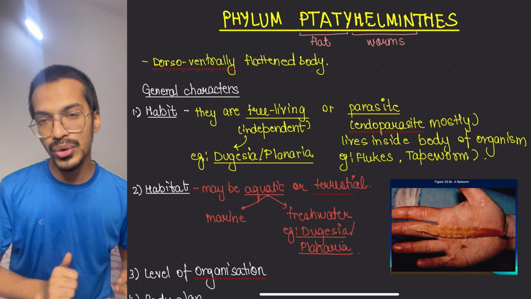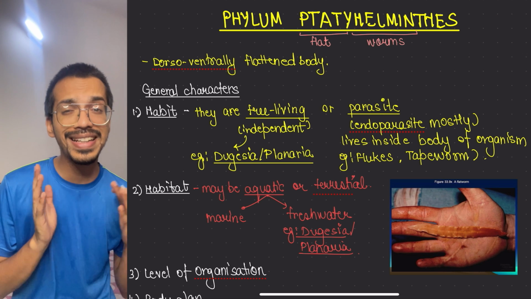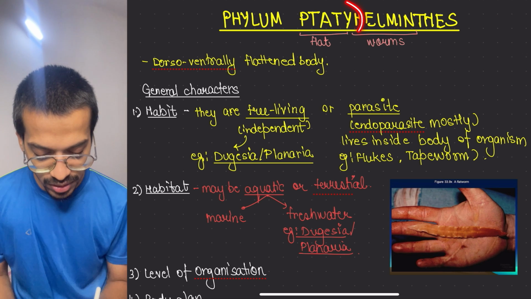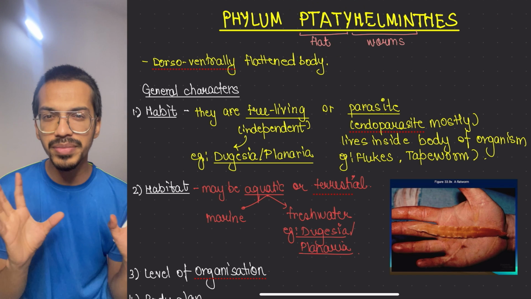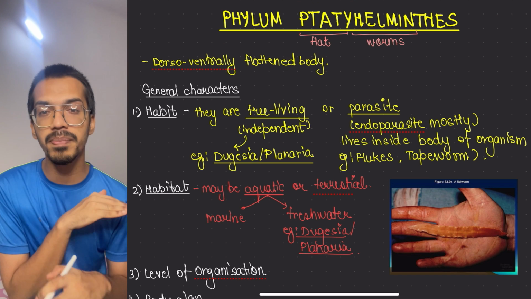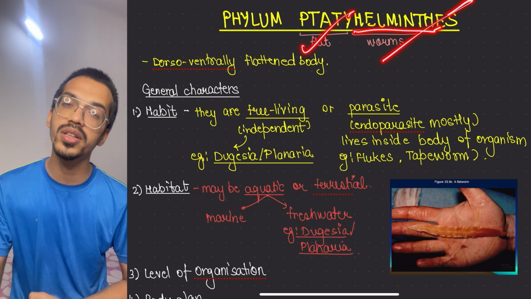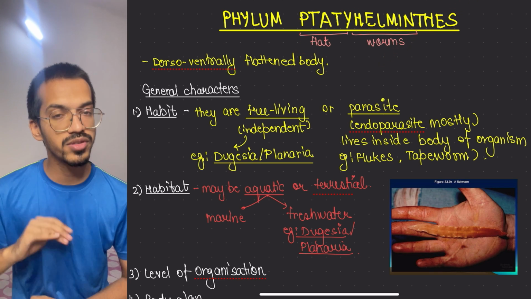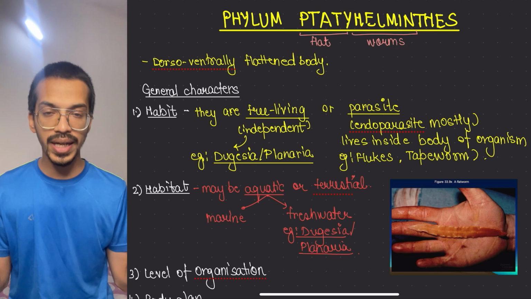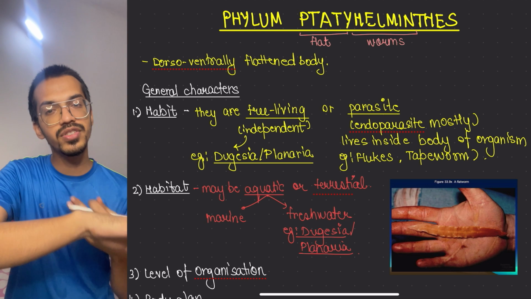Let's go towards the phylum Platyhelminthes. In platy, platy means plate, something like that. Plate is flat, so they are flat. Helminth is for the worms. They are flat worms, meaning they are like a paper. Paper has one upper surface and one lower surface.